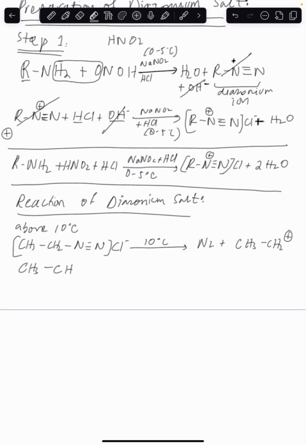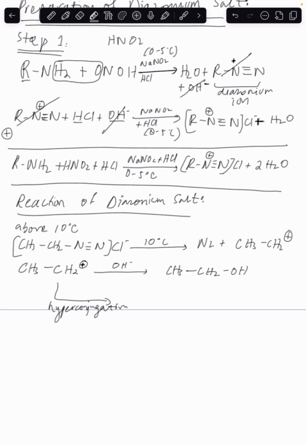Now the ethyl can combine with OH minus and give us an alcohol, which is ethanol, and it can in and of itself delocalize its positive charge, and it can actually undergo hyperconjugation and form a double bond over here and remove this H, so it will form an ethene.